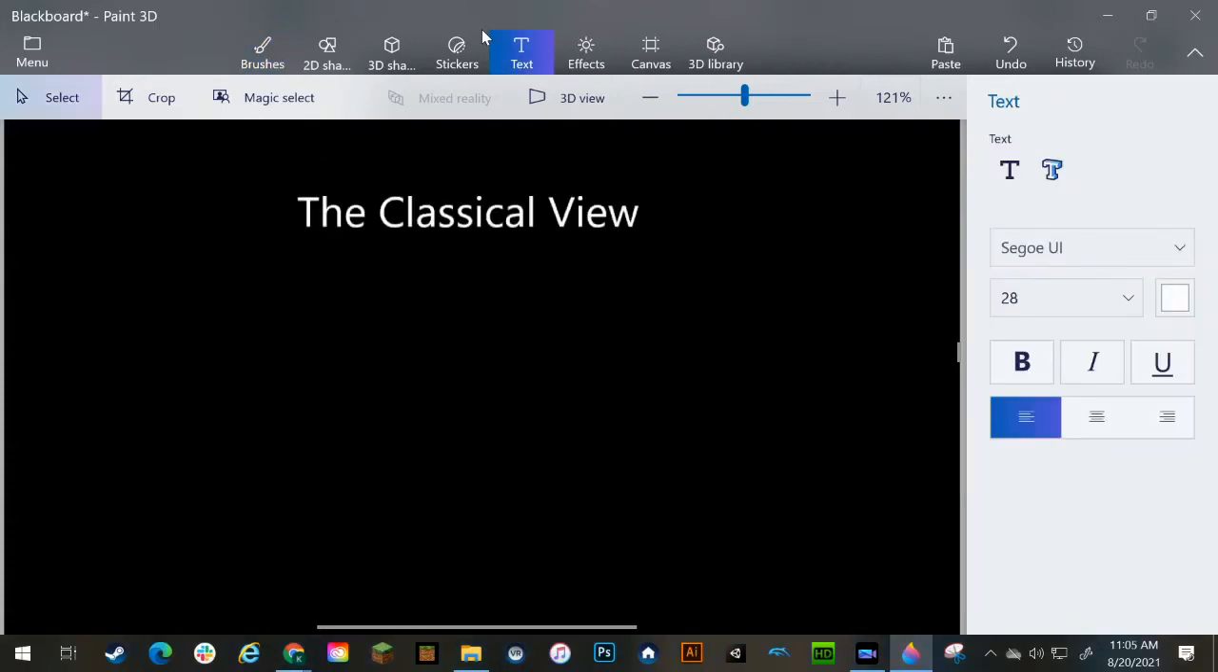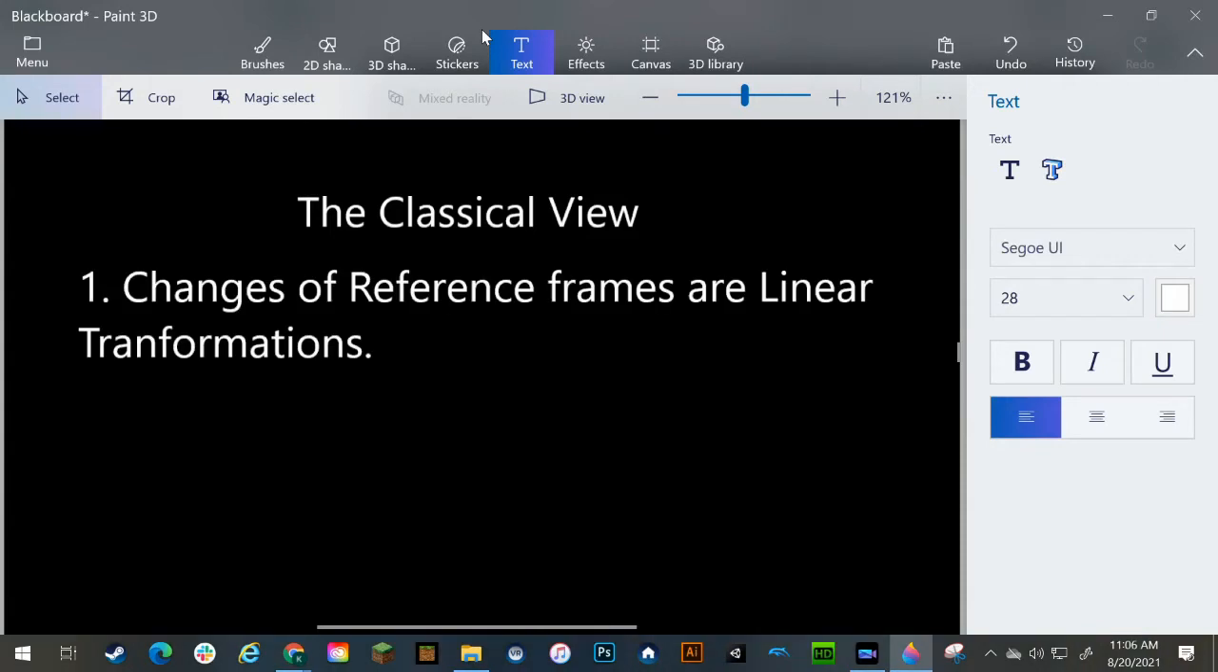Let's take a look at how we do this classically first. This is how we thought change of reference frames worked before Einstein's theory. In order to answer this question, we need to assume some things to be true. 1. Changes of reference frames are linear transformations. The reason that a change of reference frame needs to be linear is because linear transformations keep straight lines straight, which on a space-time diagram means that velocities stay constant, even though that constant might change.